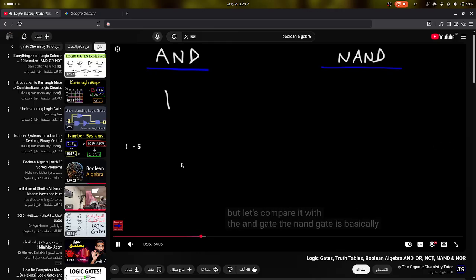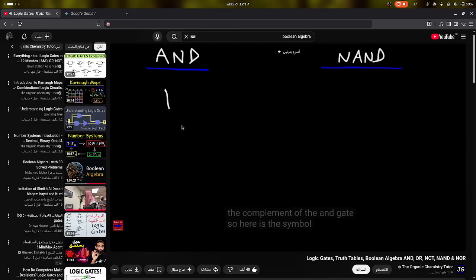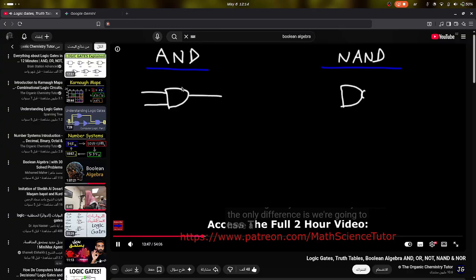So here is basically the complement of the AND gate. So here is the symbol for the AND gate. The NAND gate symbol looks very similar. The only difference is we're going to have a circle at the end.